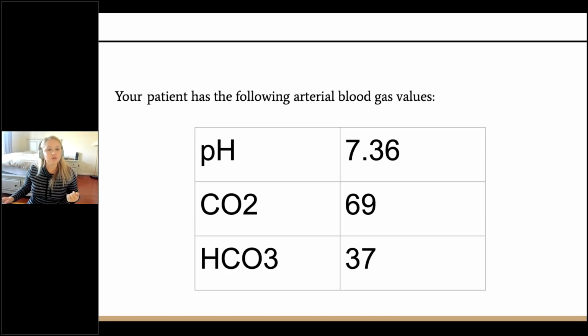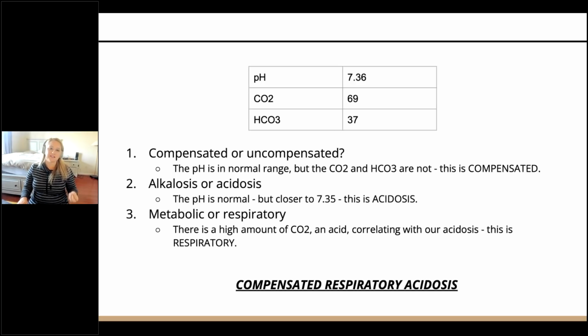When I evaluate my CO2, we know that normal range is 35 to 45, so 69 is high. CO2 is an acid. Too much acid makes us acidotic. And we just said our pH is acidotic. So our CO2 matches our pH. And when we have a CO2 problem, we have a respiratory problem. So this is a compensated respiratory acidosis. Now, what type of patient might have a respiratory acidosis? What's some clinical problems that could be going on here?